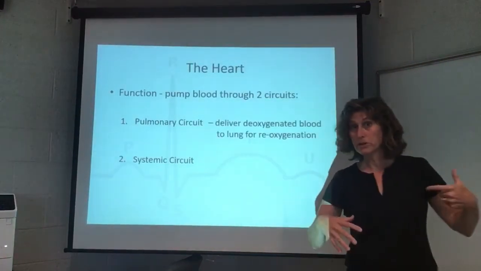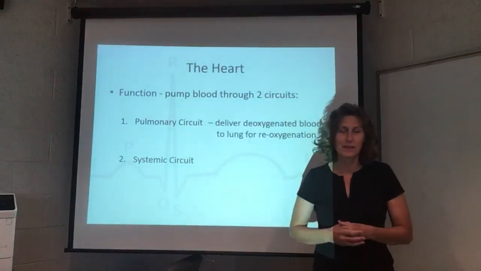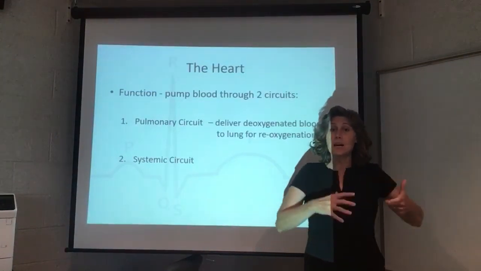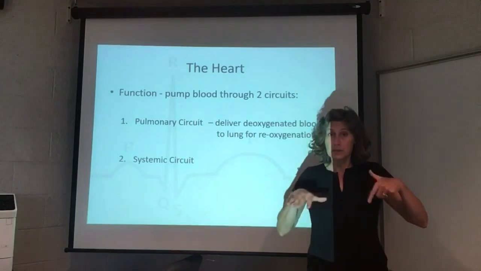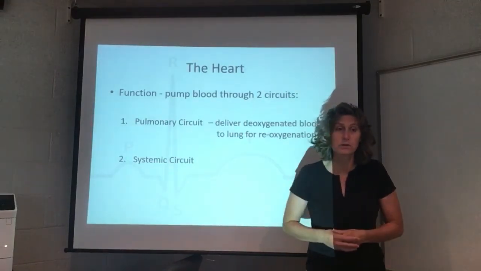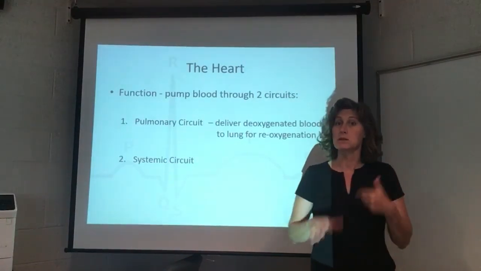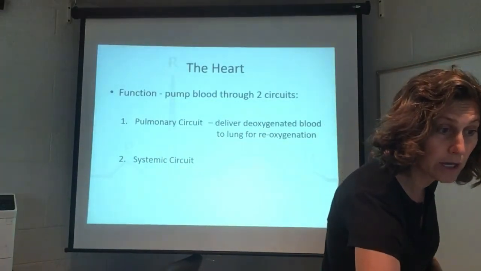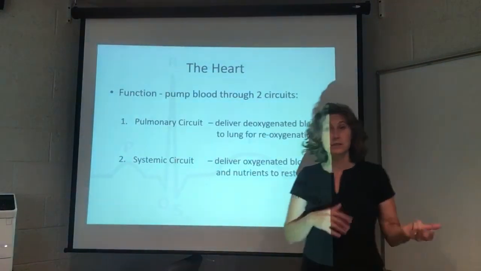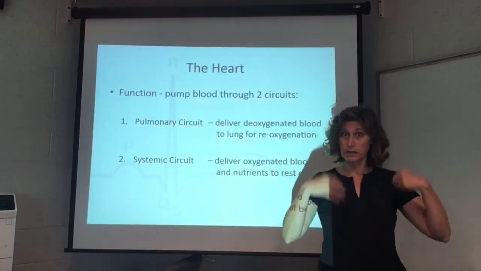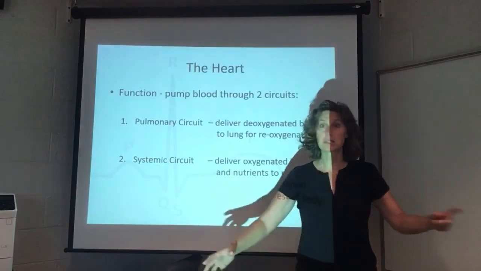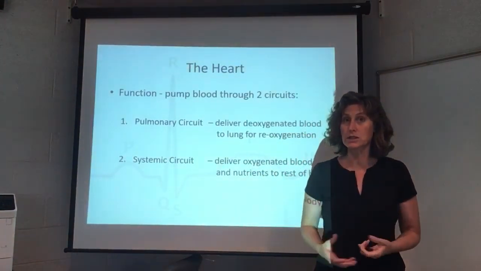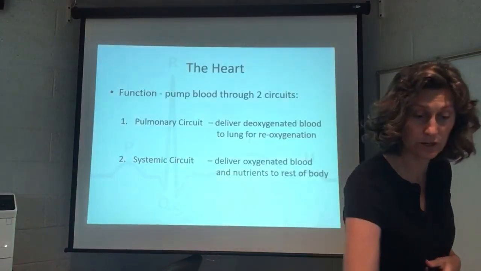So the pulmonary circuit, as you probably know from other classes, the function of the lungs is to take that deoxygenated blood and reoxygenate it through the breathing cycles. So that's the purpose of the pulmonary circuit, is to circle that blood through the lungs, get it reoxygenated. And then the systemic circuit takes that reoxygenated clean blood and pumps it through the rest of the body to allow all the other parts of the body to have the oxygen it needs to do the various functions it needs to do.